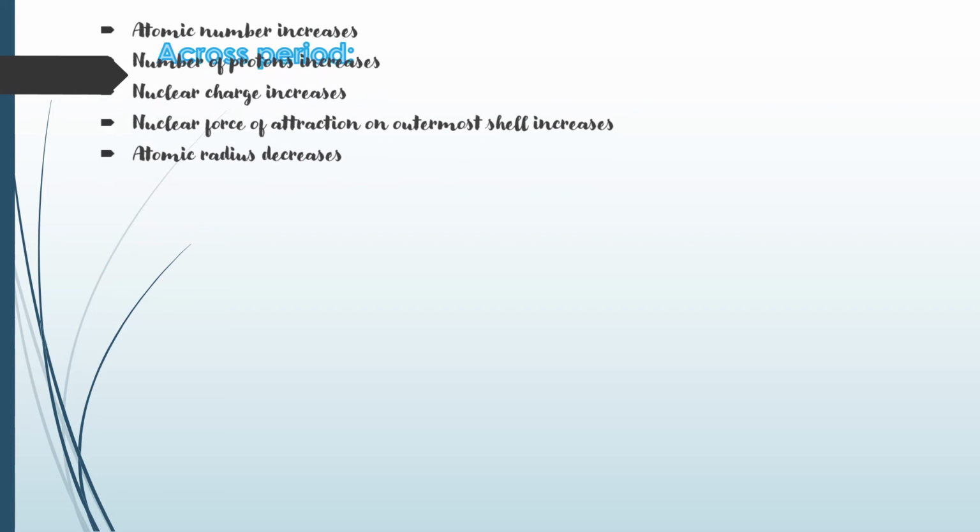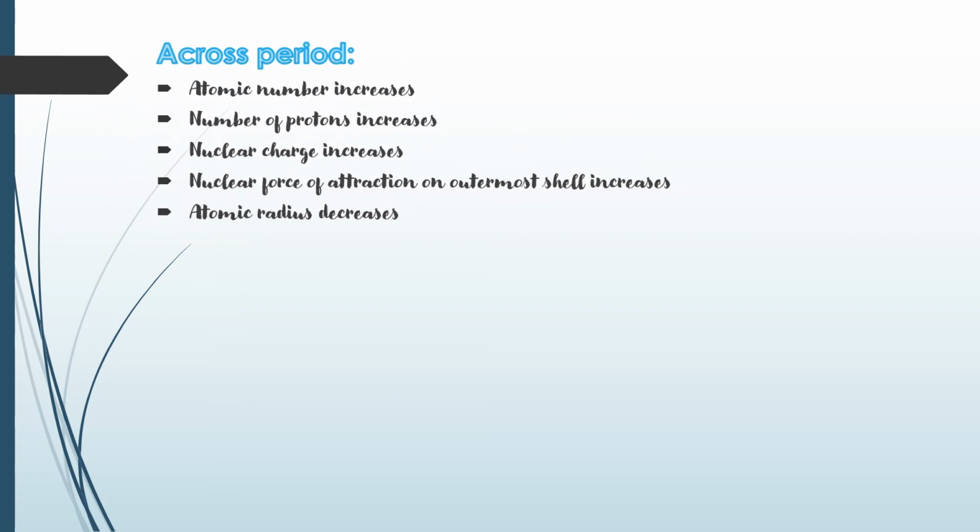Now let us see the trends across a period. In a period, the atomic number, the number of protons, the nuclear charge increases. The nuclear force of attraction on the outermost shell increases. They have the same shell. They tend to pull more electrons towards the nucleus, so the atomic radius decreases.